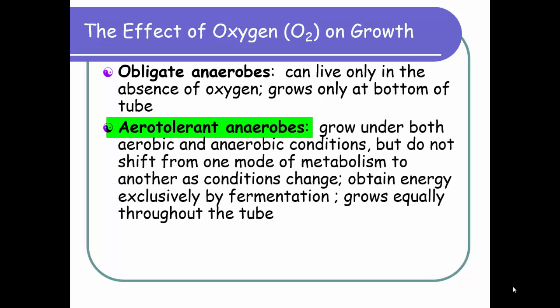Aerotolerant anaerobes grow under both aerobic and anaerobic conditions, but they do not shift from one mode of metabolism to another as conditions change. These are strictly fermenting bacteria, so they don't care if oxygen is present or not. Aerotolerant anaerobes will grow equally throughout the tube because the amount of oxygen just doesn't matter.